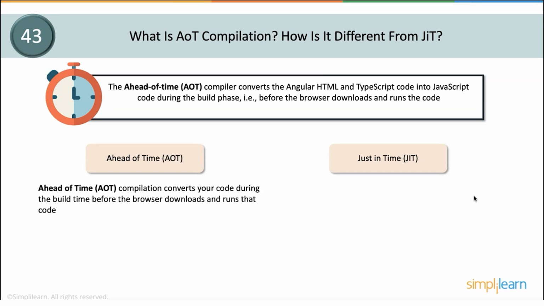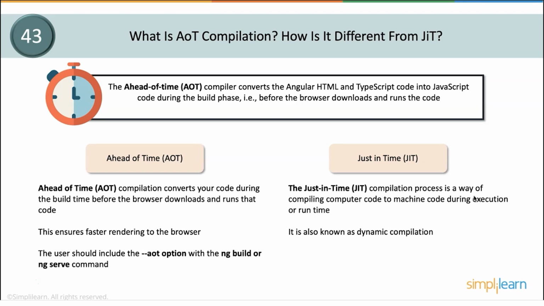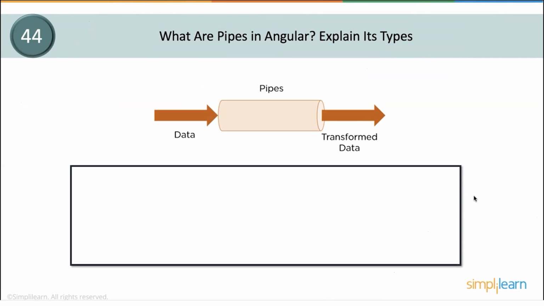Just-in-time compiler is the default compiler. It is a process where computer code is compiled to machine code during execution at runtime. So this ensures faster rendering in the browser. It is also called dynamic compilation. Are we clear? When you want to use the AOT compiler, you always use --aot. Here you use the JIT compiler because that is the default compiler you use when you say ng build.